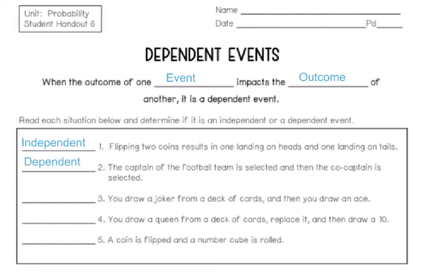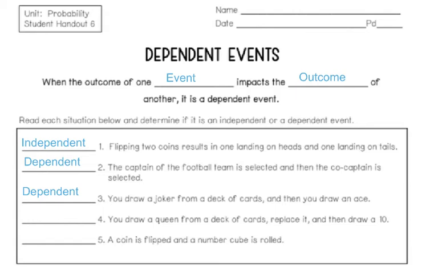Number 3 says you draw a joker from a deck of cards and then you draw an ace. Think about this problem and decide, is it independent or dependent? This event is dependent since it doesn't say anything about once I take a card out that I'm putting it back. We're going to understand that I take that card out and I keep it.